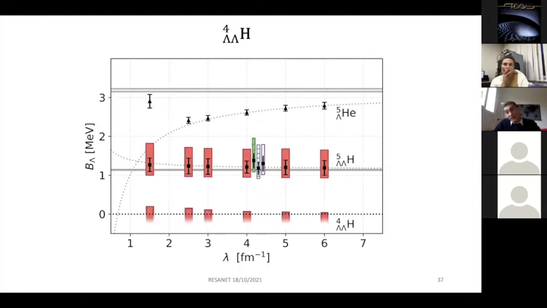But of course, there are many other systems, for example, hydrogen 4 double lambda. Unfortunately, for this system, this is just a graphical representation that tells you that, using our theory, for some cutoff or some points in the parameter space, we find this system to be bound, and for some others it is not bound, meaning that we don't have enough resolution or we need more precise data to tell something more about this system. So not all the systems we can predict. For example, this one is still uncertain.